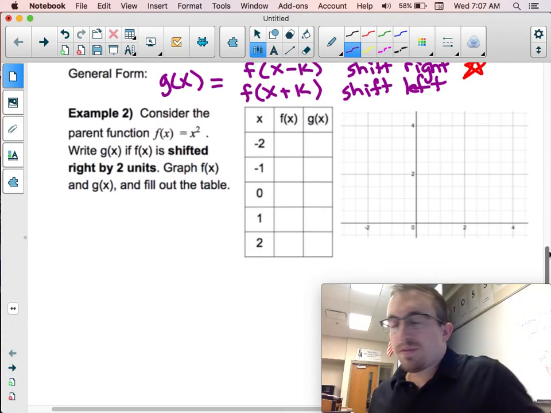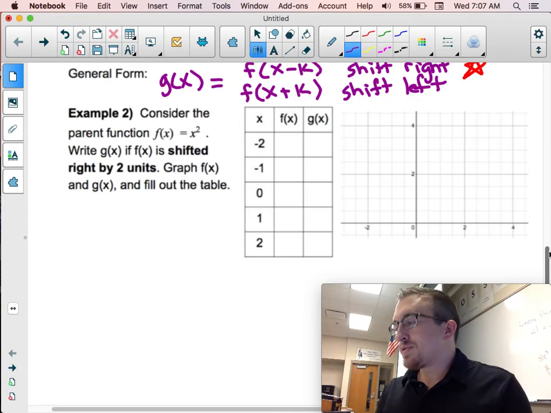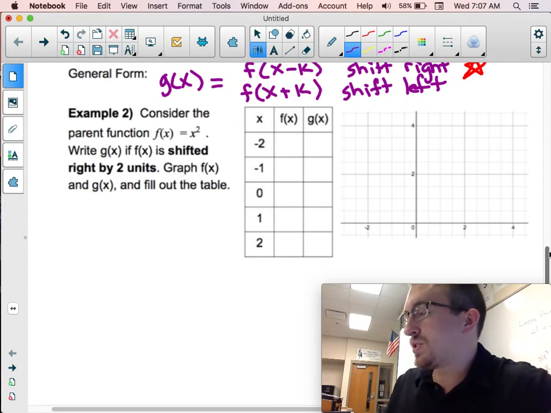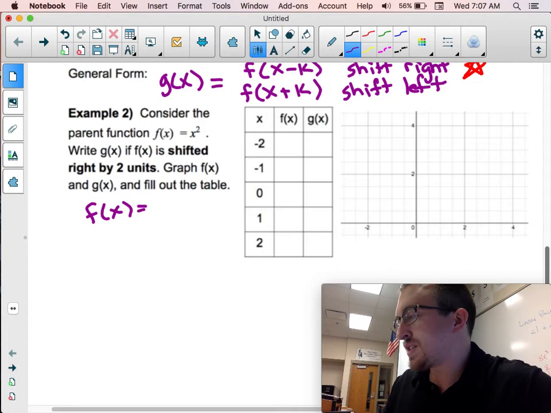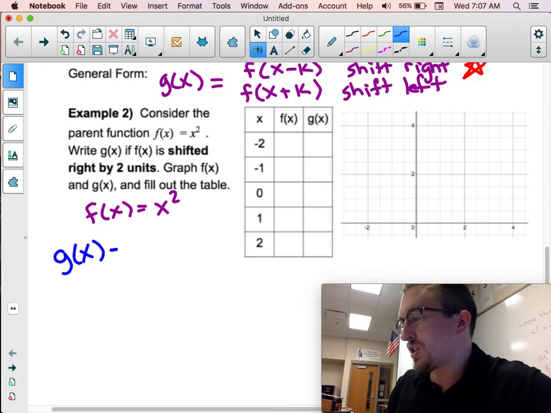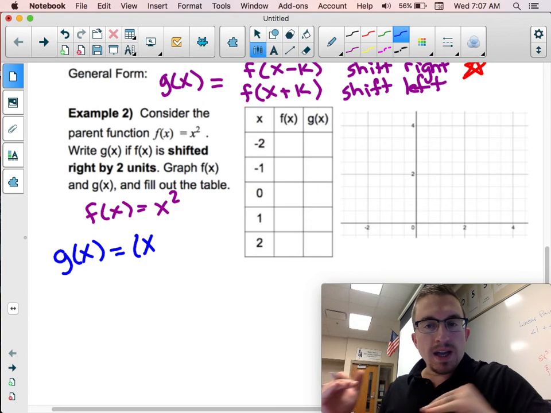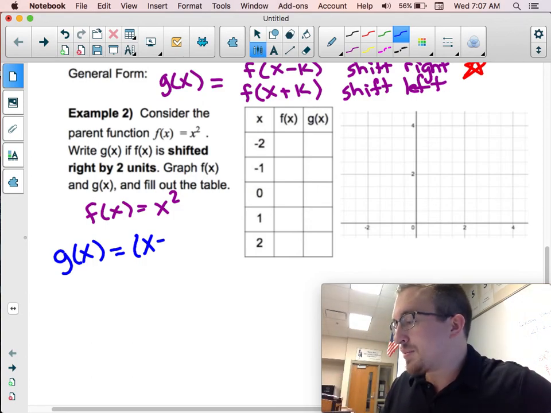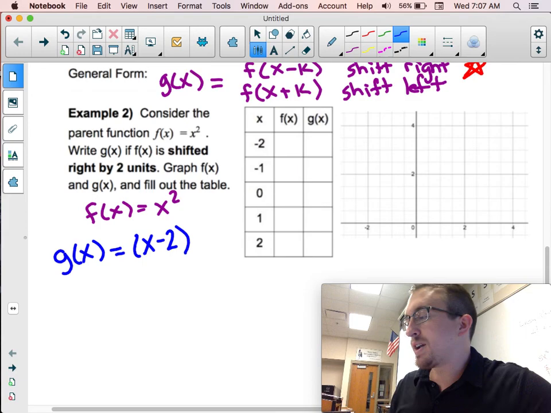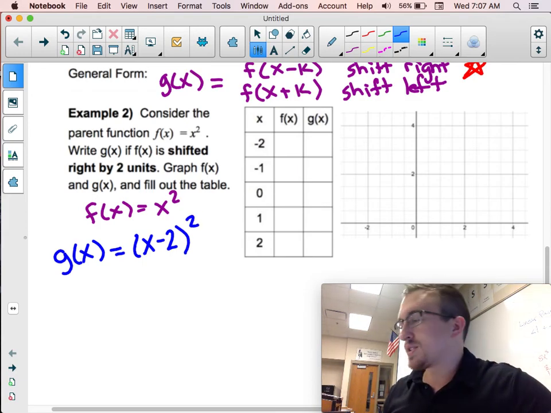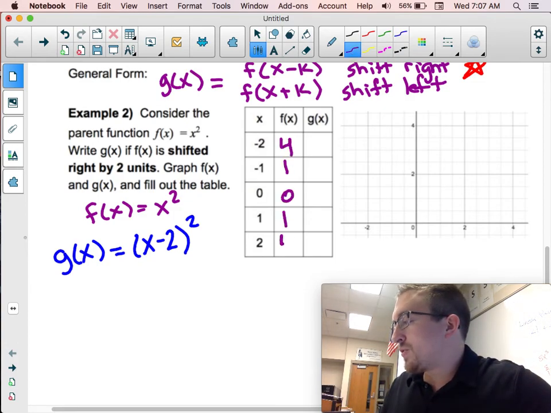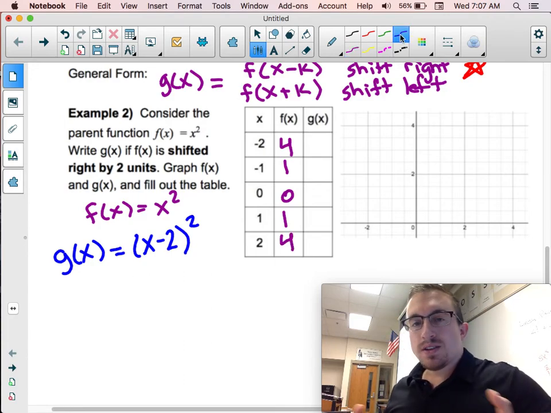Consider the parent function f of x is equal to x squared. Write g of x if f of x is shifted right by 2 units. So if f of x is x squared again, that's the parent function. In blue, I'll write g of x, our transformation, and I'll use a pair of parentheses and make sure that these shifts left and right, we're sliding along the x-axis, so we're only shifting our inputs. So I'm writing a -2 right next to my x value here, and then I'm squaring it outside of the parentheses, and that is a shift right by 2. This is the same old function we had up top, 4, 1, 0, 1, 4, and then for g of x, this is all shifted.